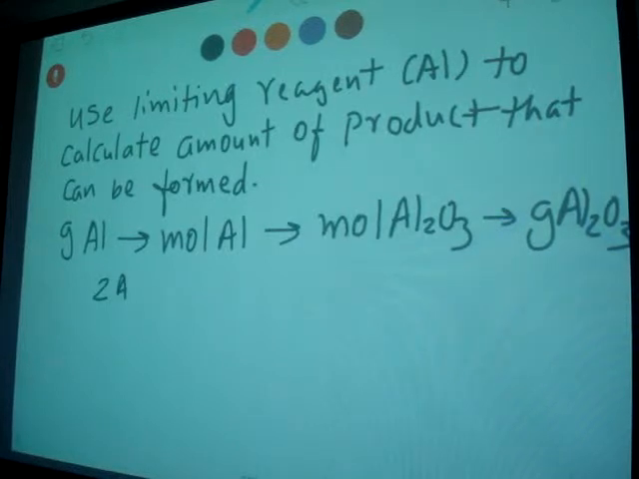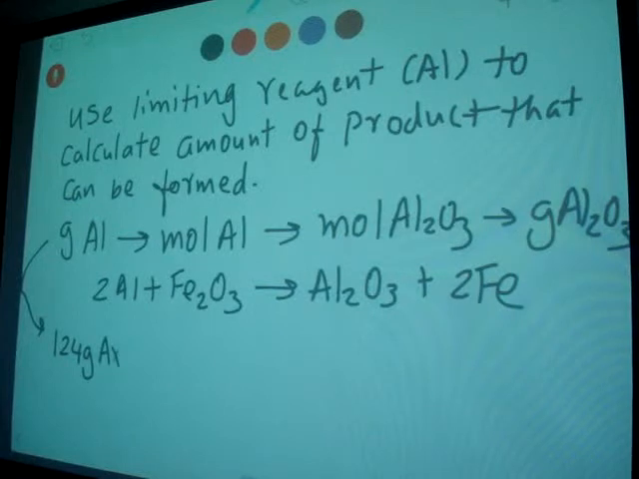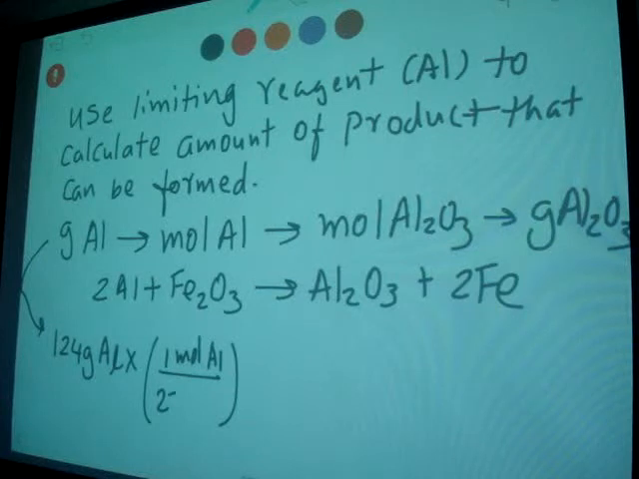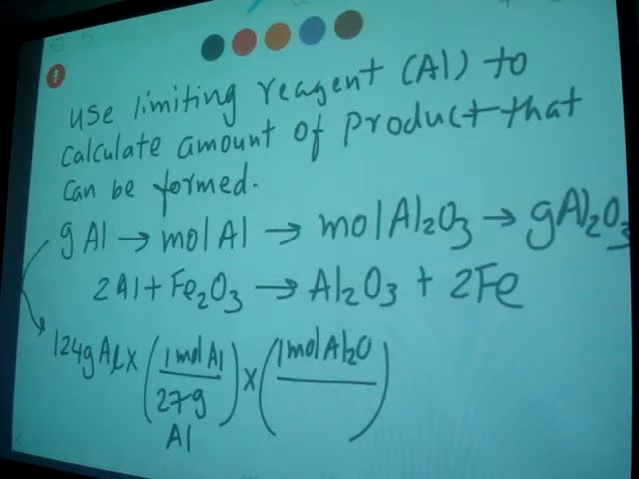Because we have 2 moles of aluminum and Fe2O3. This is our balanced equation, giving Al2O3 and 2 moles of Fe. Now we have been given, now we are applying this one here, 124 grams of aluminum. We convert, let me rewrite the aluminum symbol again. We convert into moles of aluminum. 1 mole of aluminum is 27 grams of aluminum, multiplied by the mole ratio. We know that 1 mole of Al2O3 uses up 2 moles of aluminum. That's the mole ratio from this balanced equation.